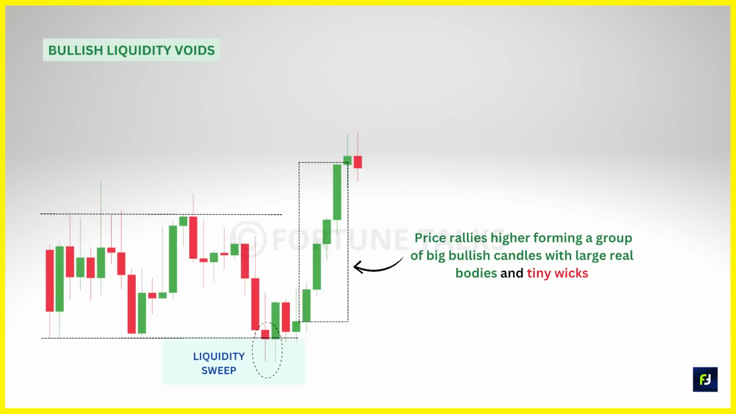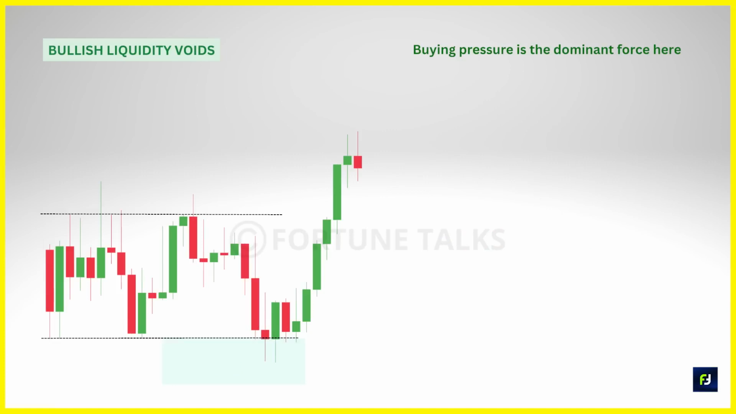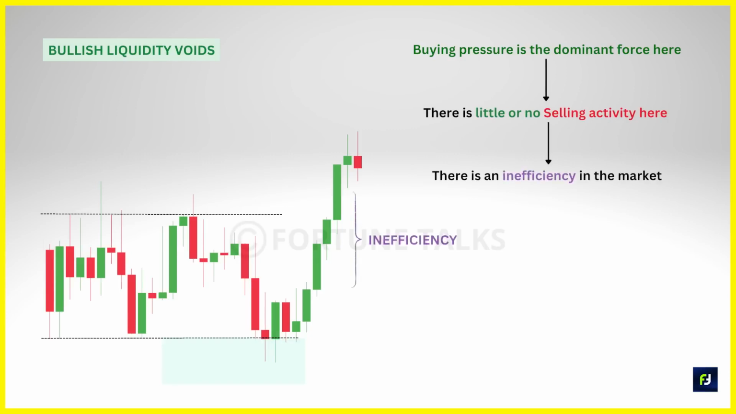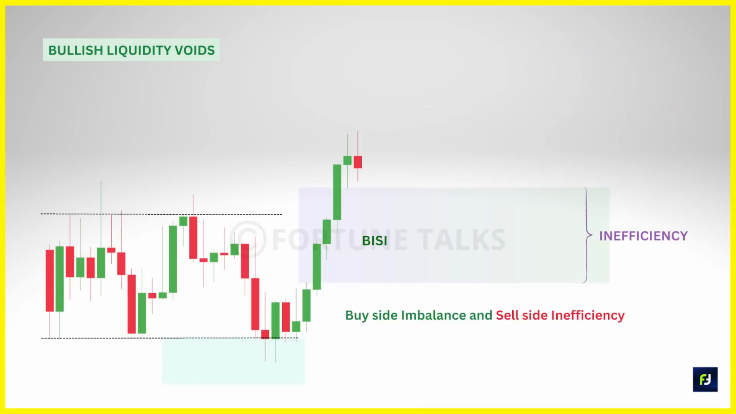Anyways, in a similar manner, we can identify bullish liquidity voids. Here, you can see how the prices explosively moved up higher from an area of consolidation. As you can see, the price formed a group of big bullish candles with large real bodies and tiny wicks as it moved upwards. It is obvious that the buying pressure is the dominant force here. There was no effective selling activity to counter this price rally. This means there is an inefficiency in the market. This is a clear case of buy-side imbalance and sell-side inefficiency, or BC.